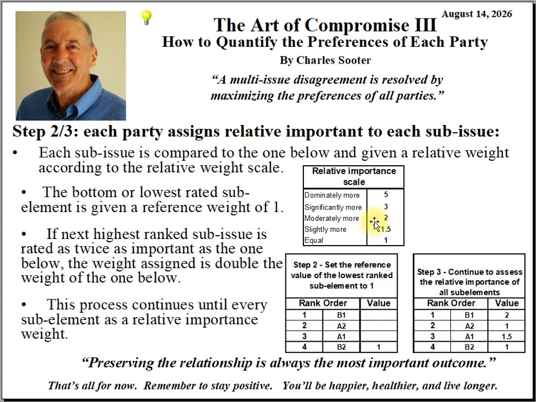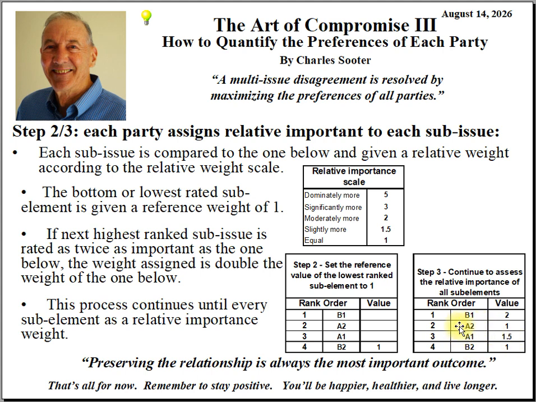And then we go to the scale up here and determine how much more important A1 is to B2. Is it equal? If it is, put a 1. Slightly more important, put a 1.5. Moderately more important, a 2. Significantly more important, a 3. Dominantly more important, you would put a 5. Now, this particular party rates A1 to be slightly more important than B2, so that gets a 1.5.